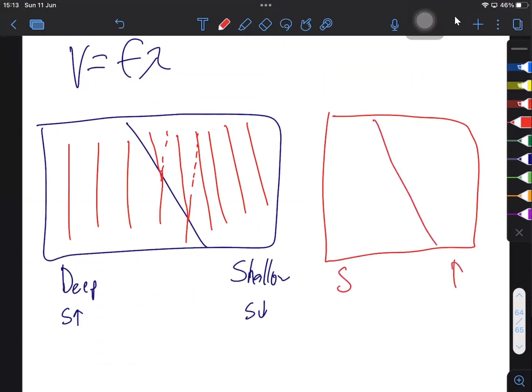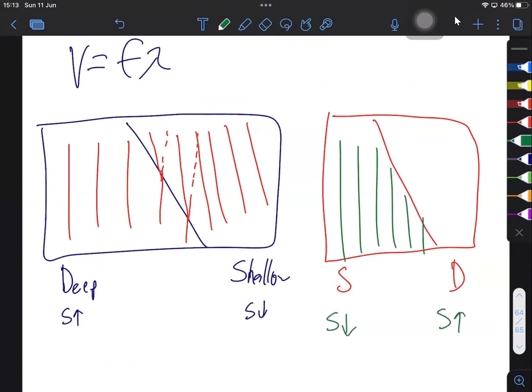So let's say this is shallow and this is deep. If the waves are coming in like this, the speed actually increases. The speed here is slower, the speed here is higher. So the wave is going to lead forward this time. It looks something like this. Automatically, the wavelength is going to increase. So you need to know this also. The waves either lead forward or lag behind, depending on whether they go faster or slower.